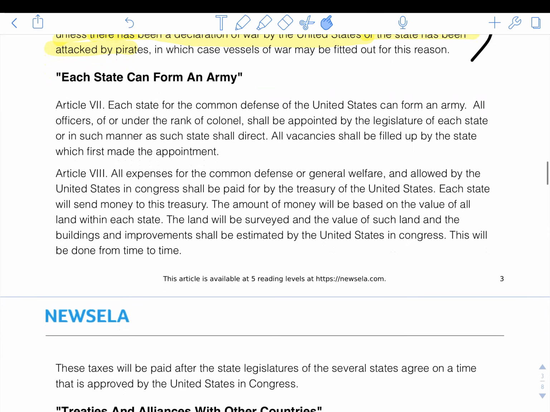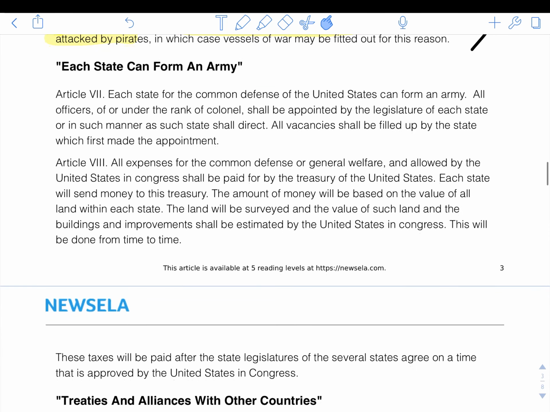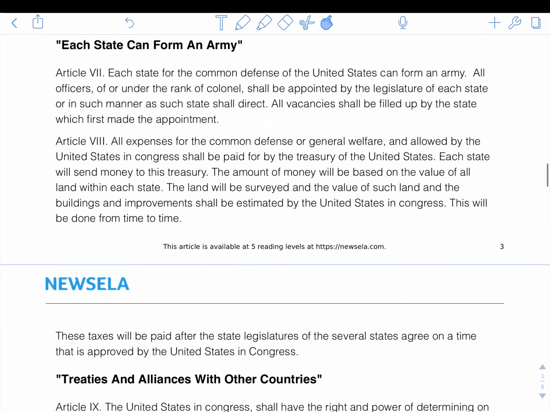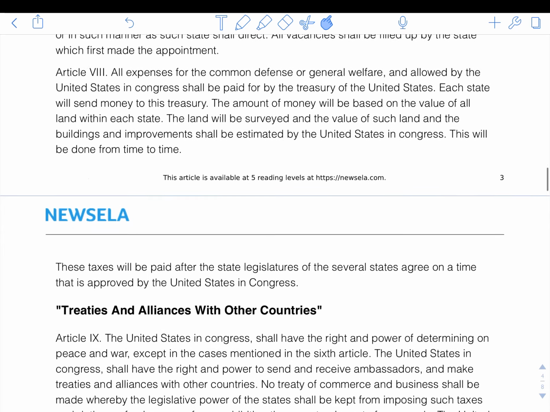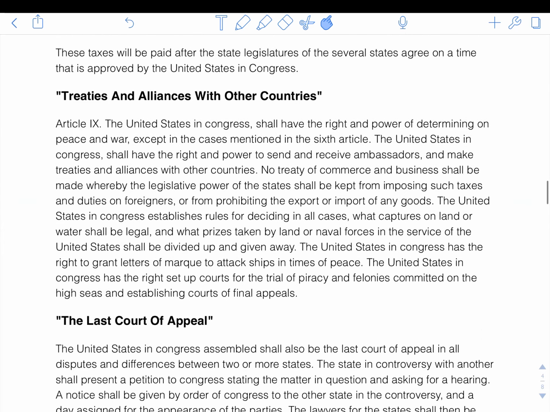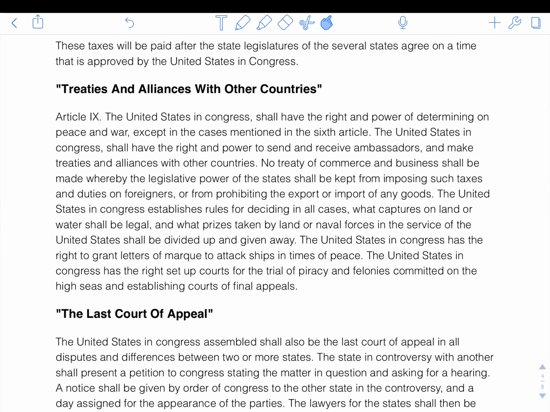Each state can form an army. So you can form an army, and it talks about how the officers are selected for the common defense of the United States. So not for your own state, but for the common defense of the United States. It talks about some expenses there in Article 8, treaties with other countries. We've already heard something, so this is a further clarifying of that in these articles.